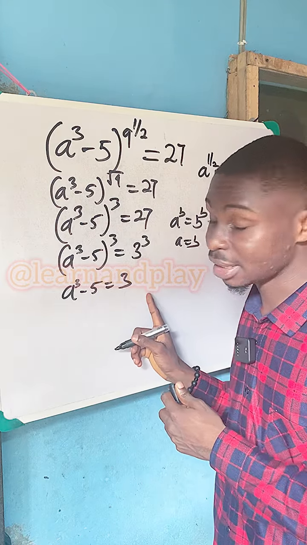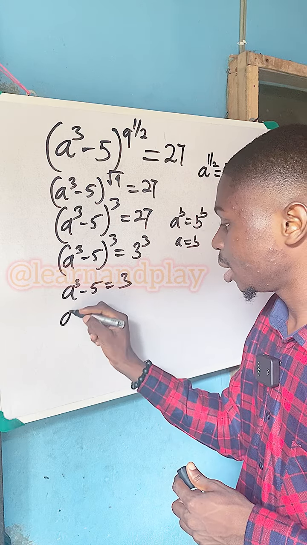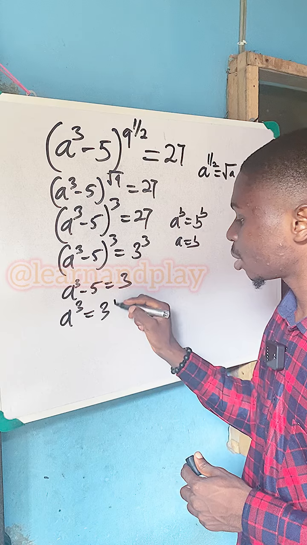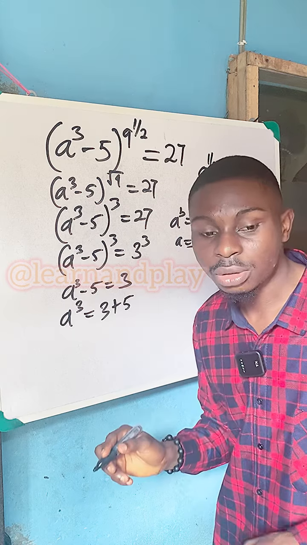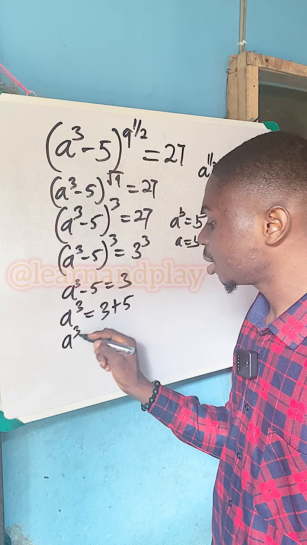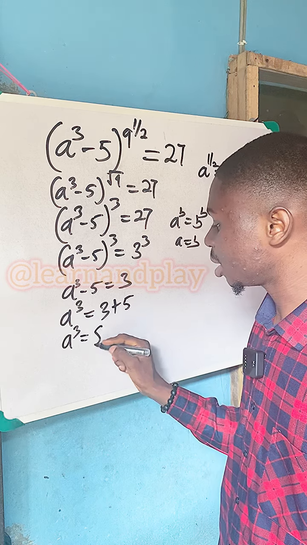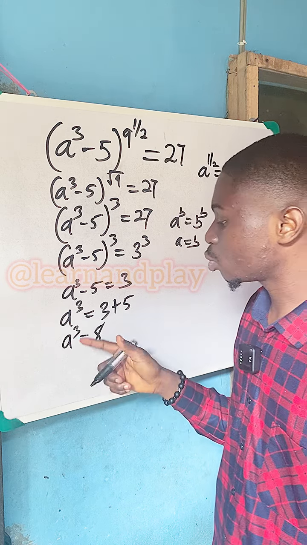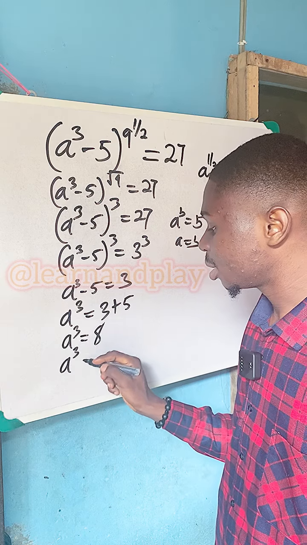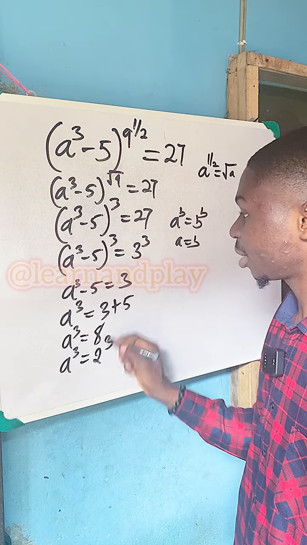So in here, let's move minus 5 to the right hand side. That is collecting like terms, which we are going to have a to the power of 3 is equal to 3. When this crosses, we're going to have plus 5. Now 3 plus 5 will give you 8. So this one becomes a to the power of 3 is equal to 8. Let's express 8 to have the same exponent as well. So this one becomes a to the power of 3 is equal to 2 to the power of 3.